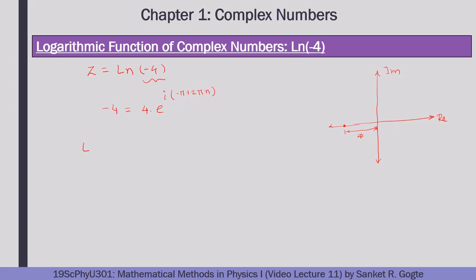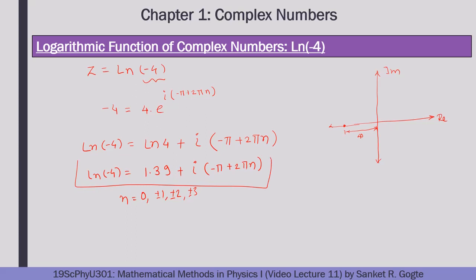And therefore, log of minus 4 is equal to log of 4 plus i into minus pi plus 2 pi n, where n assumes integer value. Therefore, log of minus 4 is equal to 1.39 plus i into minus pi plus 2 pi n, where n is any integer.